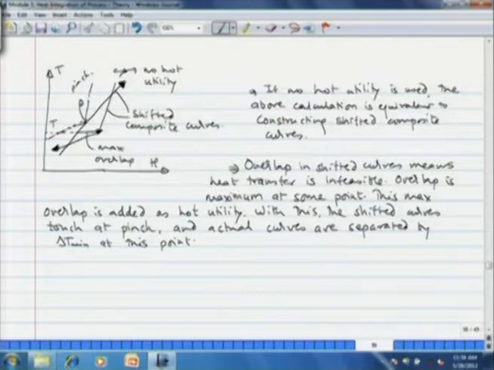The overlap in shifted curves means the heat transfer is infeasible. Overlap is maximum at some point. This maximum overlap is added as hot utility. With this, the shifted curves touch at the pinch and the actual curves are separated by delta T min.